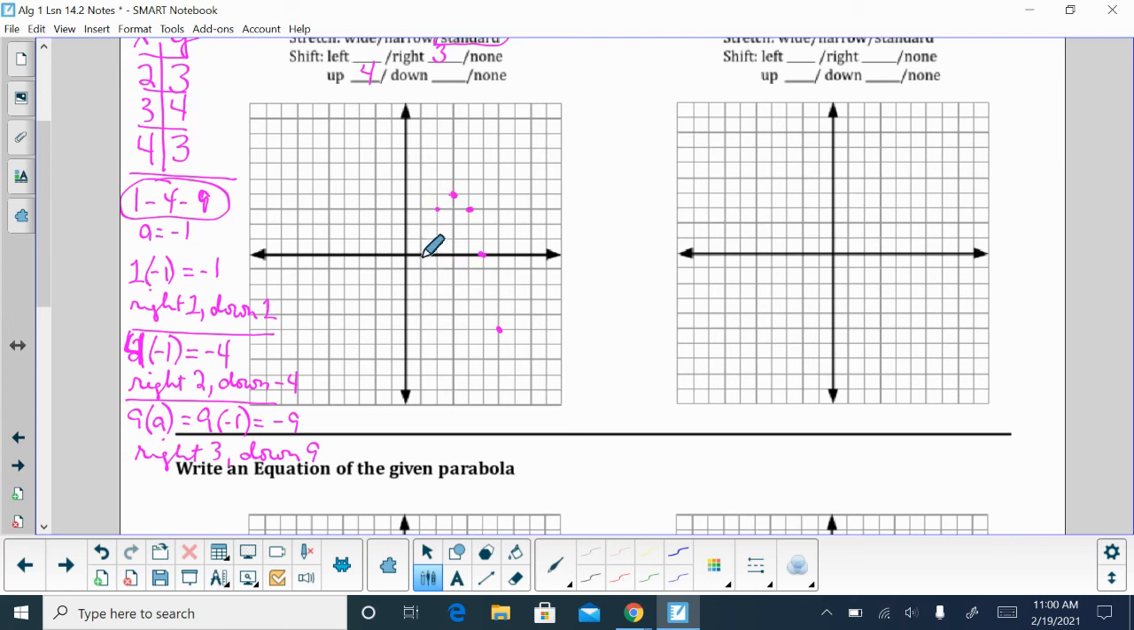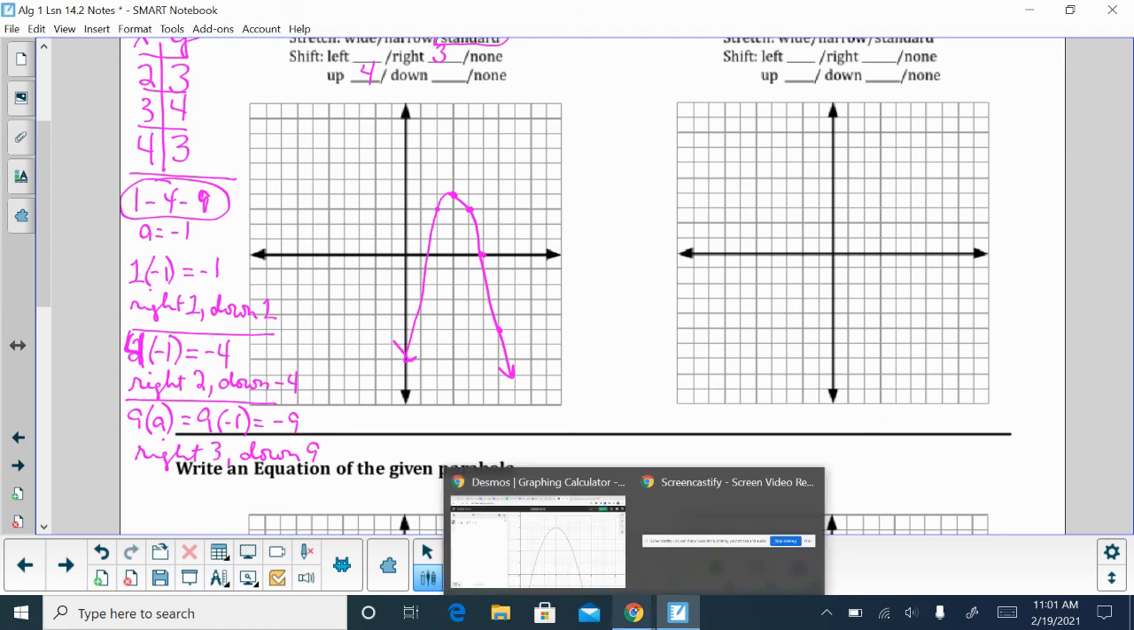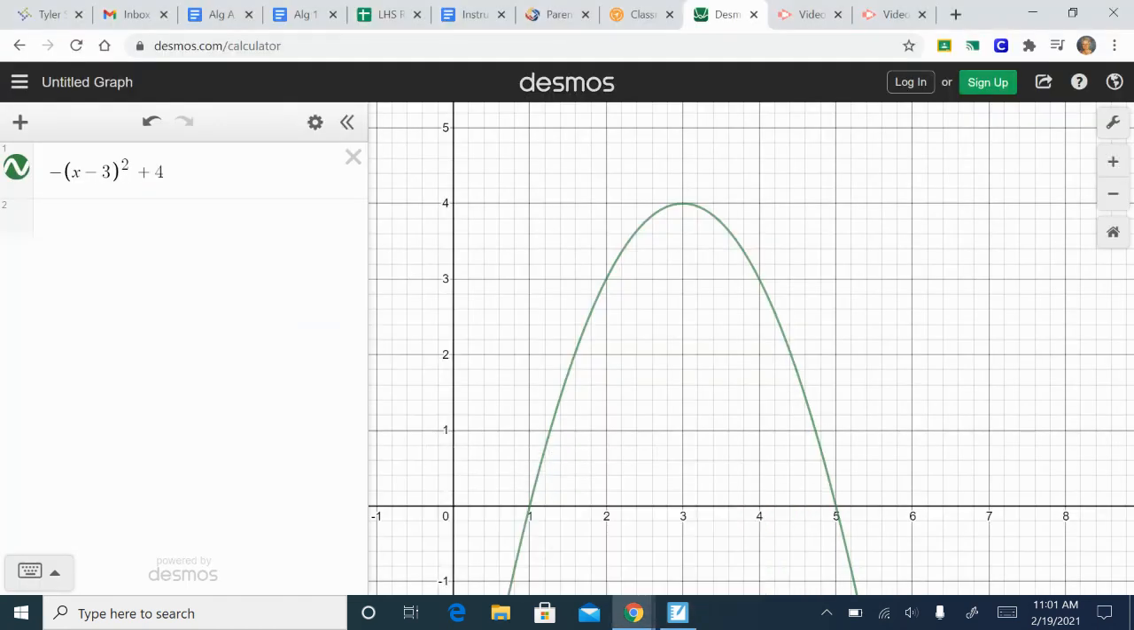Of course, you can do corresponding points to get the width. But there we have graphing a parabola quick and easy with the 149 method. And of course, I like Desmos to check my math, and that's what it would look like.